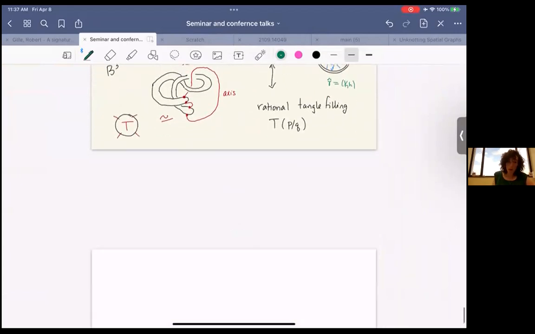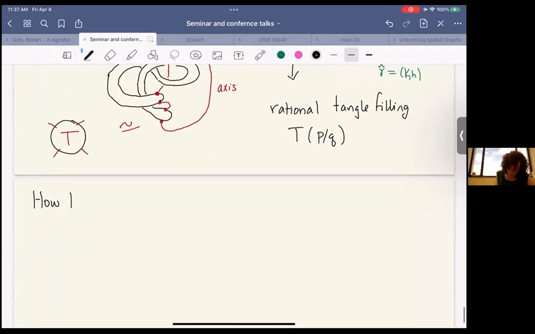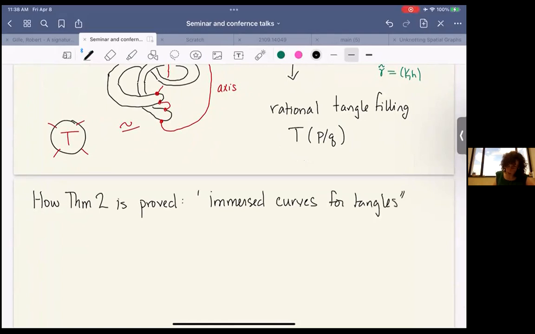All right. So how this theorem is proved is by using immersed curves for tangles. What do I mean by that? That's kind of a slogan, and that is basically the title of a paper by Kotelskiy, Watson, and Zibrowius.